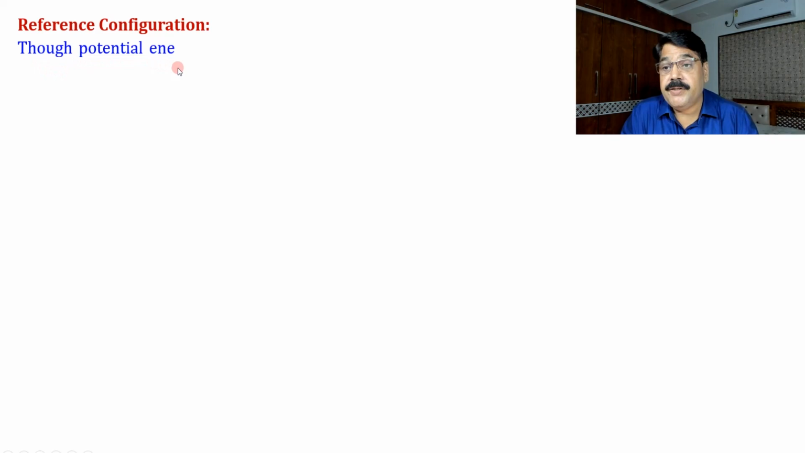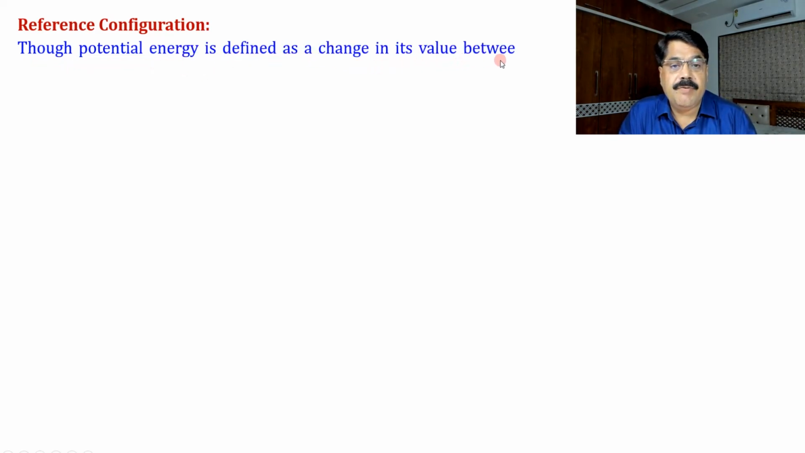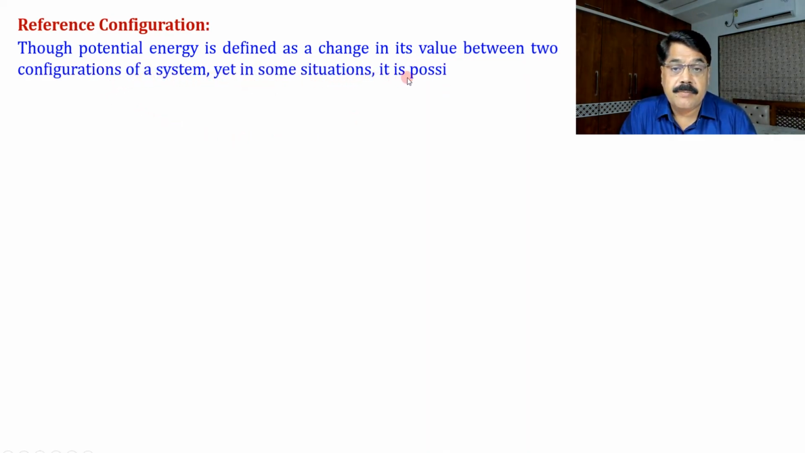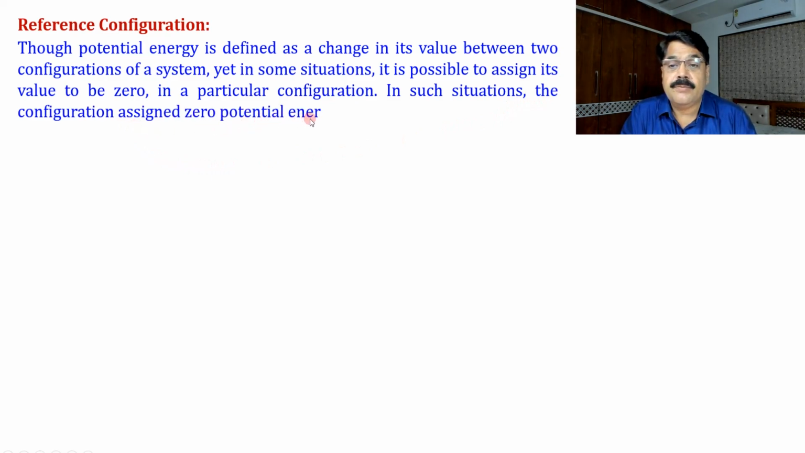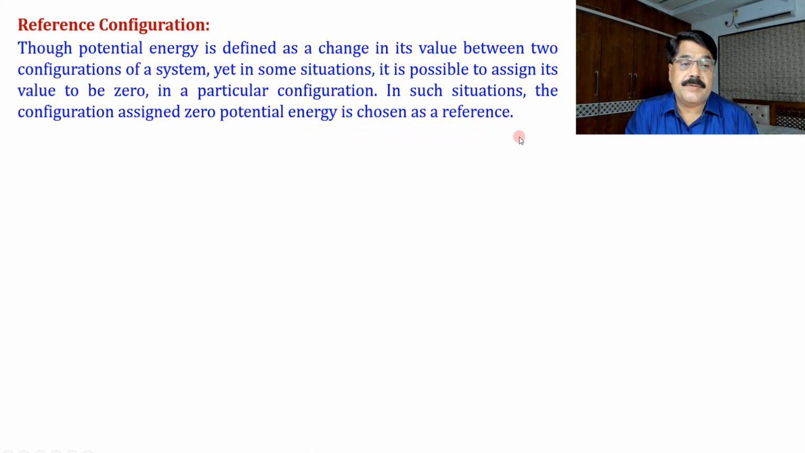Potential energy is defined as a change in its value between two configurations of a system. Yet in some situations it is possible to assign its value to be zero in a particular configuration. In such situations, the configuration assigned zero potential energy is chosen as a reference. That is the idea.